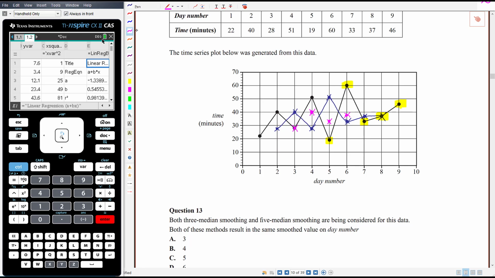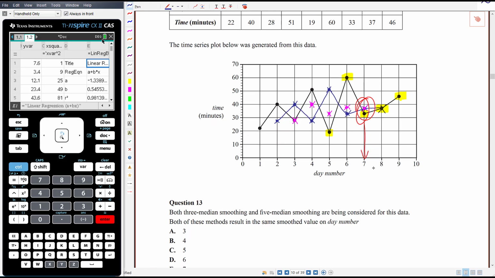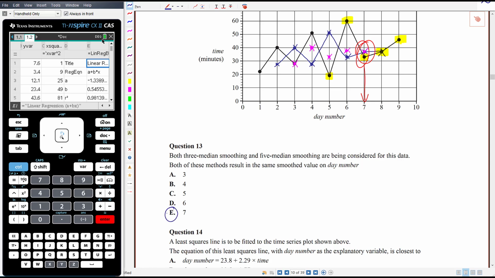And so again, 5 median smoothing here, you've got 5 y values. The middle one is that one, okay, which means it is going to be the same. So this is the one we're after. That's where they're the same on day 7. So just unlucky that happens to be the last option.